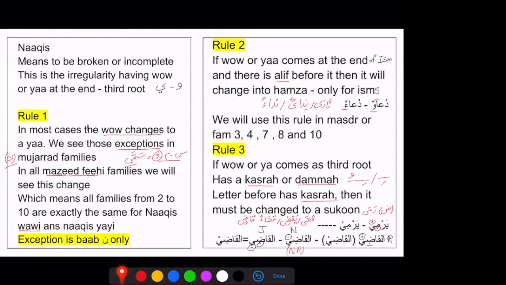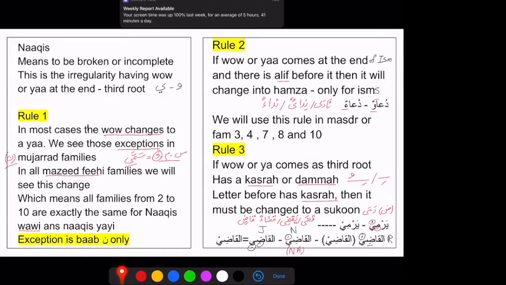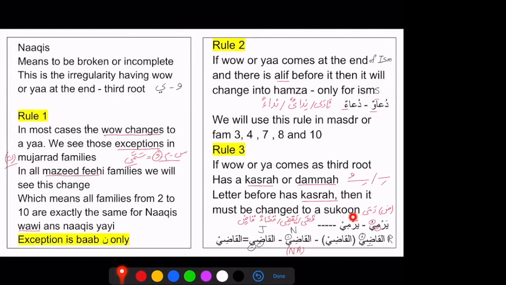Rule number 3. If waw or ya comes as third root letter, so the last letter is waw or ya, and it has a kasra or dhamma. So these two harakas, not fatha. Fatha is not included over here. So if it has U sound or E sound, and before that the letter has E sound. Okay, so here we have two options, U or E, and the letter before should have E sound. Then what's gonna happen? This vowel will change into sukoon. So it will become silent.